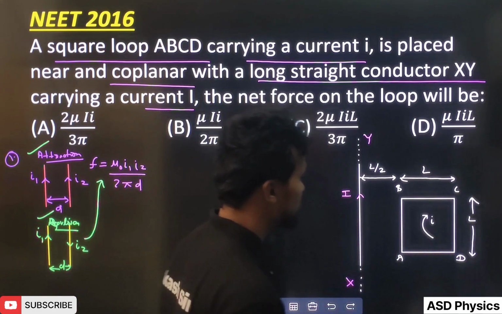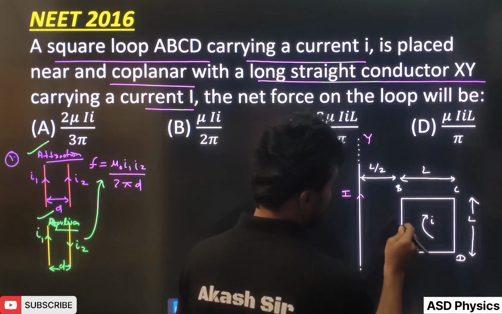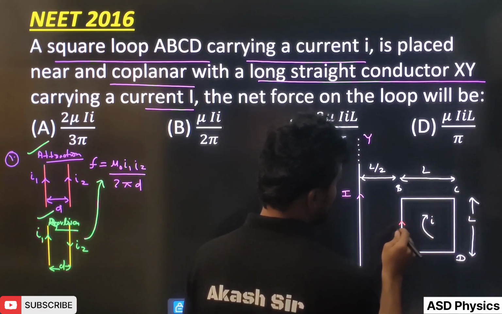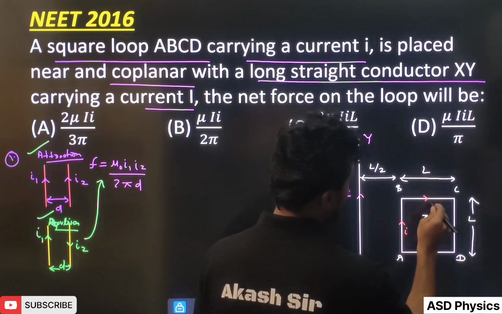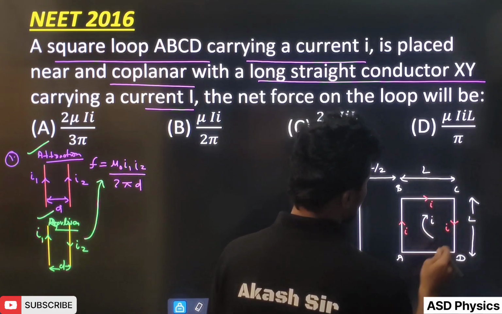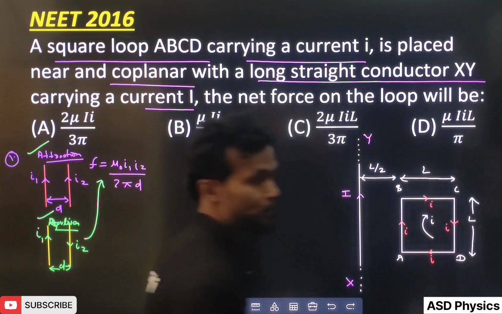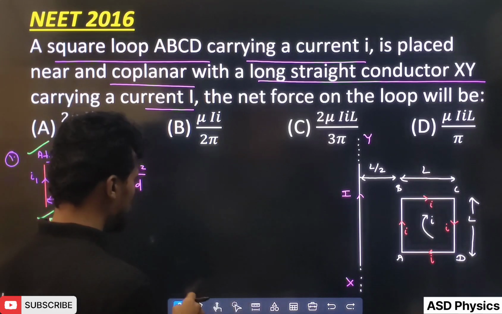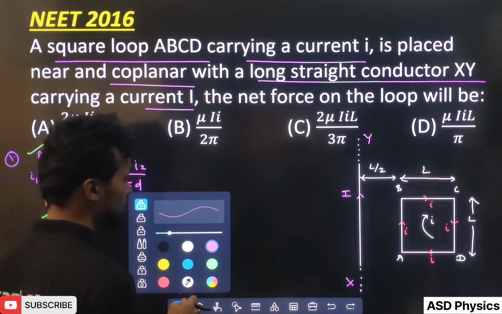So students, now let's understand the basics here. See please, if you draw the current directions here, this is the current I, here current I, here current I and here the current is also I. Here we have to make the sections. Anyhow, the sections are there only.